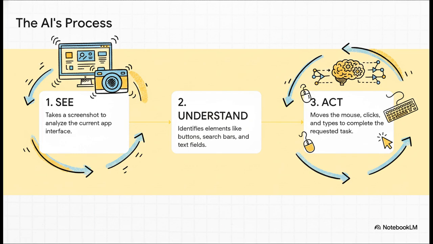It's this super simple but really powerful loop. First, it sees by taking a quick screenshot to figure out what's on your screen. Then it moves on to understand, where it spots all the important stuff like buttons or search bars. And finally, it acts. It moves the mouse, it clicks, it types, whatever it needs to do to finish the job you gave it. And it just keeps running that loop until the task is done.